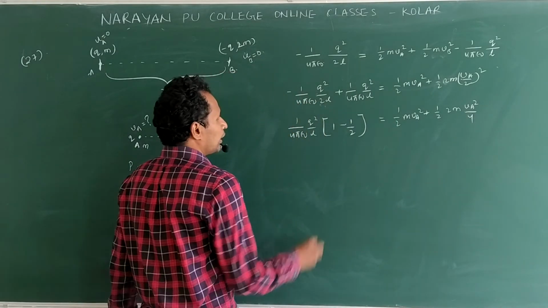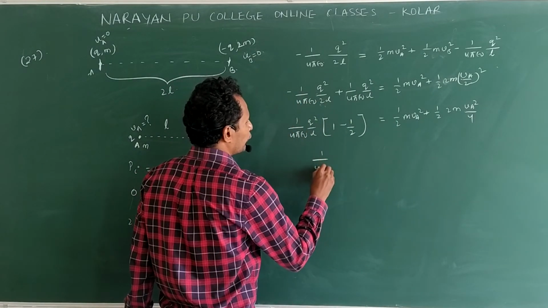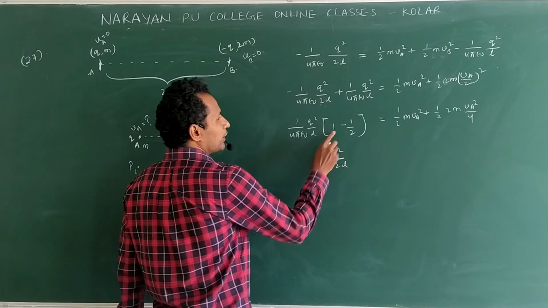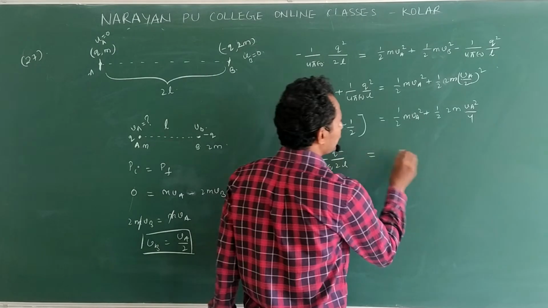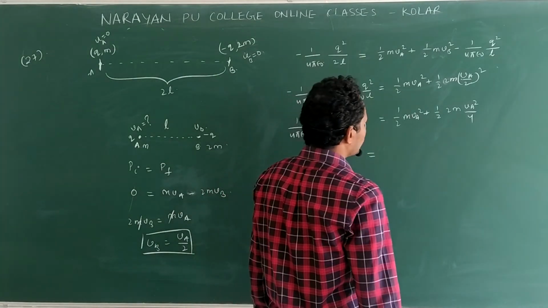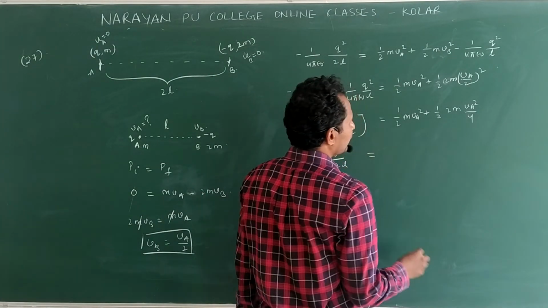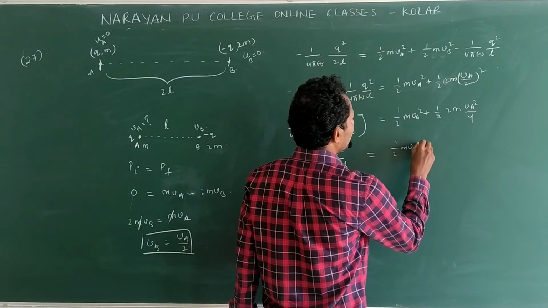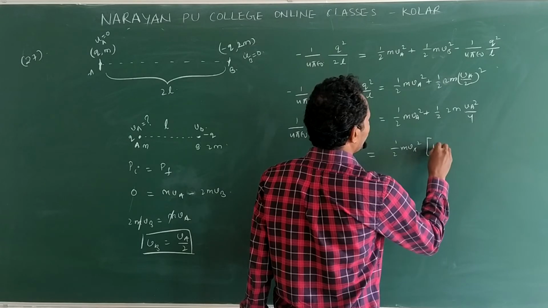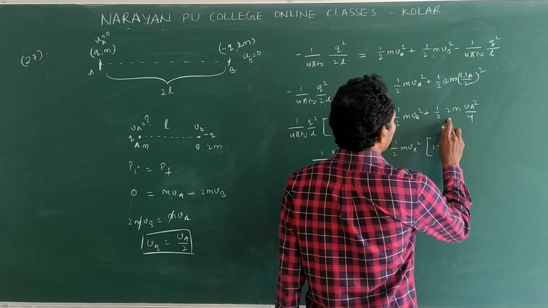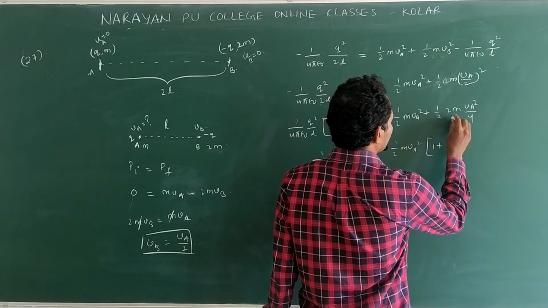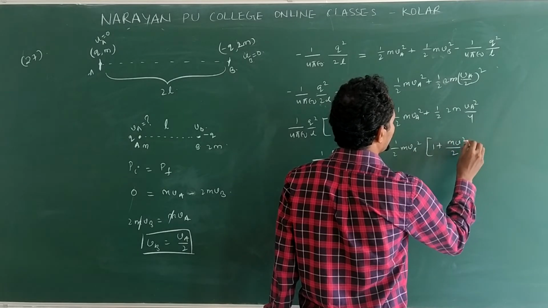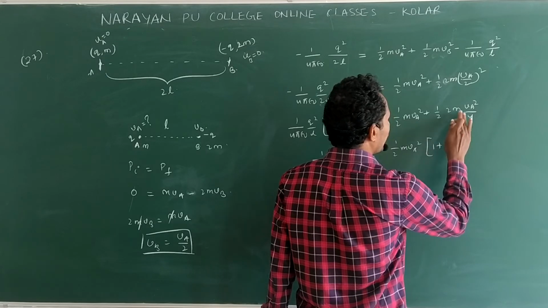Clear? And now this 1 by 4 pi epsilon naught q square by 2m, because 1 minus 1 by 2, 1 by 2 is equal to... now we need to simplify this. What do we take common? Half m v square. If we take it common, what do we get? 1 plus m v square by half m v square common.